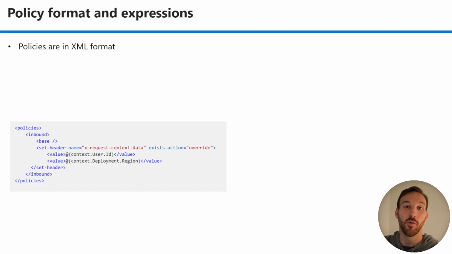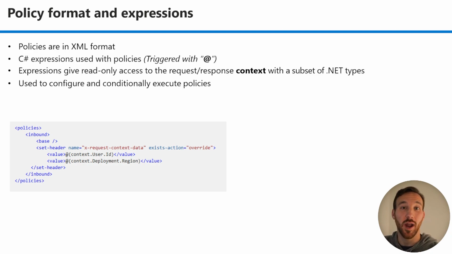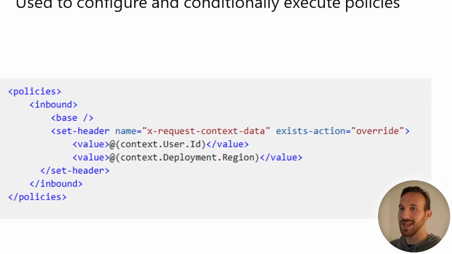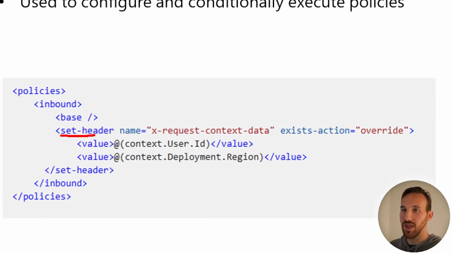Policies are in XML format, and we can make changes to the way our policies are executed and configured by adding C# expressions. These C# expressions get access to the request or response context that we can then use to modify our policies. Here's an example. In this XML snippet, we have a set header policy where the value for the header that's being set is coming from the access we have to the context variable. This context is giving us access to the user ID and the region that the deployment for the Azure API Management instance is currently in.